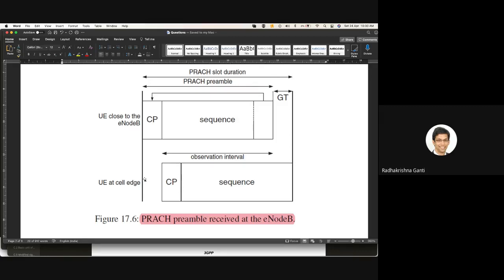the one at the cell edge, whose sequence came almost close to the edge. This is what the base station sees. This is a PRACH preamble received at the eNodeB. So effectively, this is a guard time that is being used by this particular UE at the cell edge. This is not the time at which the UE is transmitting. Both the UEs have transmitted at this point only. This is what the base station received.